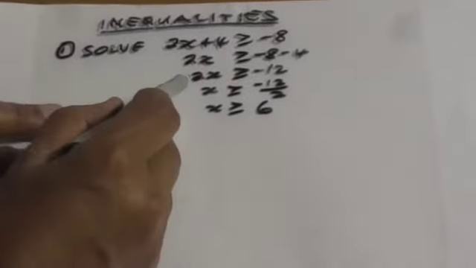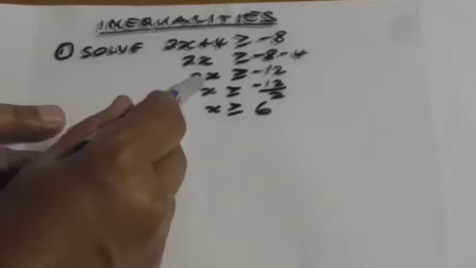Now, as long as the coefficient of x is positive, as long as the number in front of x is positive, there's no problem, everything works normally. But we will have to look at examples where the coefficient of x is not positive. So let's look at another example.